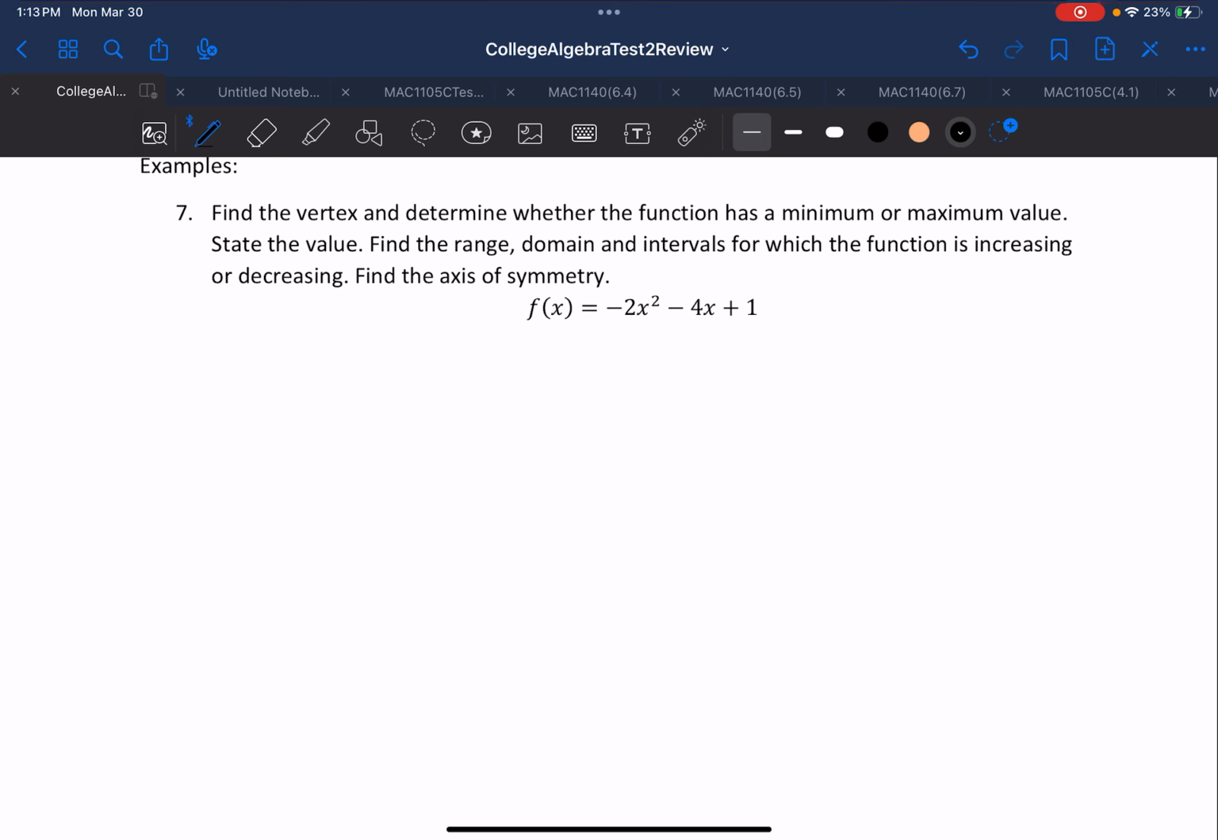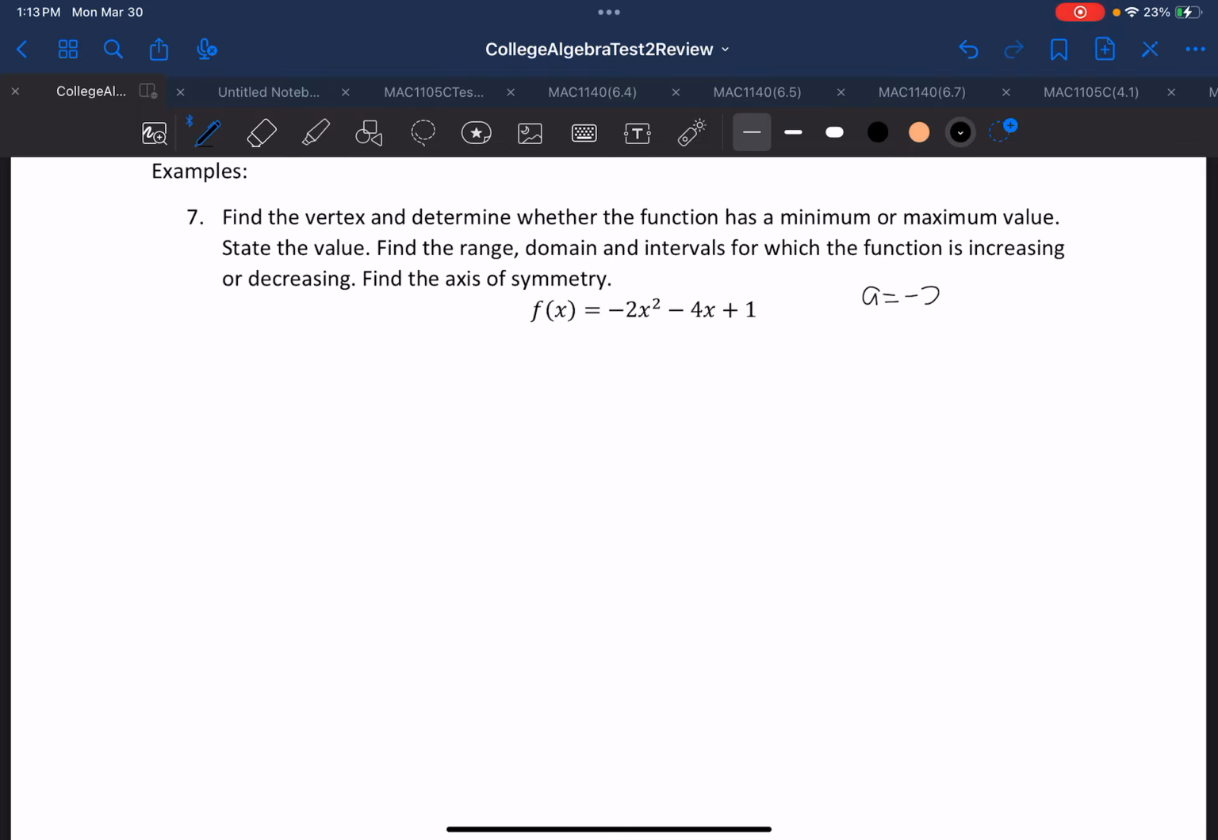So let's do an example here. It says find the vertex and determine whether the function has a minimum or maximum value. State the value, find the range, domain, and intervals for which the function is increasing or decreasing, and find the axis of symmetry. So first, we know that a is equal to negative 2, which is less than 0. So that tells us that my parabola is pointing down, which means I will have a maximum value.